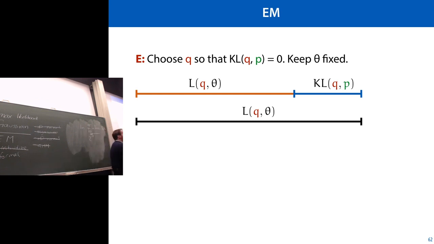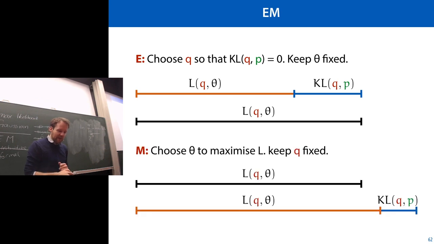And we can actually work out what P is for the current theta. So we can work out what Q makes the KL divergence 0 if we keep theta fixed. So we can pick a Q that sets this to 0, and then L just covers the entire space. If we do this, then the entire likelihood, the whole length of this bar, stays the same.